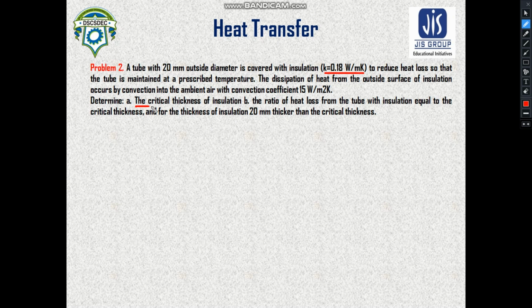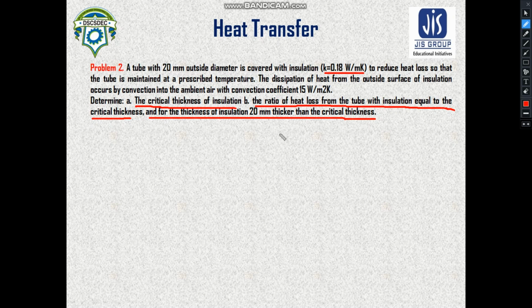Okay, so the first question is you need to find out the critical radius of insulation, the ratio of heat loss from the tube with insulation equal to the critical thickness. Okay, so you need to find out the ratio of heat loss from the tube with insulation equal to the critical thickness, and for the thickness of insulation 20 millimeter thicker than the critical thickness.